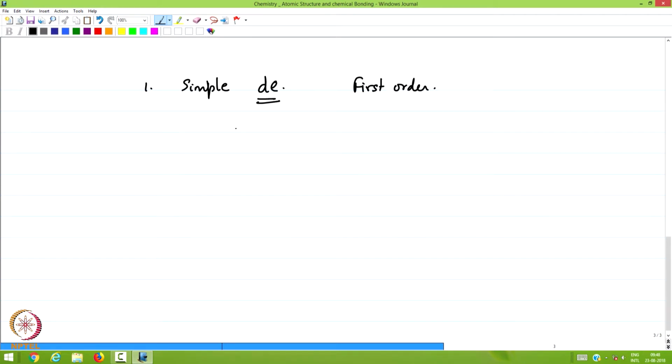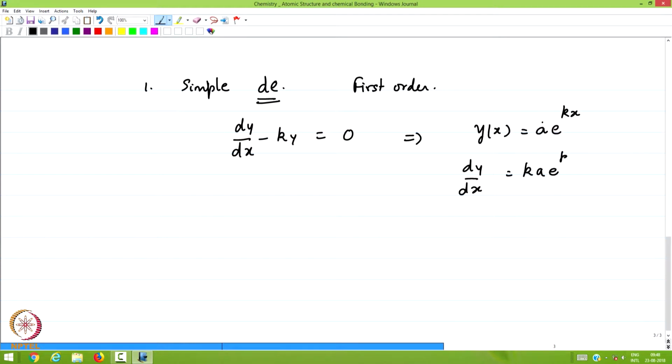All of you know that the differential equation dy/dx minus ky equal to 0 has the solution y of x, y is a function of x, as some constant a times e to the kx. Because that is immediate, because then dy/dx gives you k a e to the kx, which is ky, and therefore this is that equation. Now let us illustrate the power series method for this differential equation to begin with.